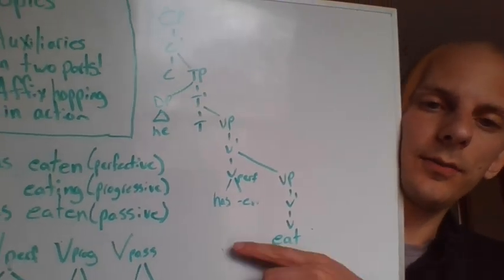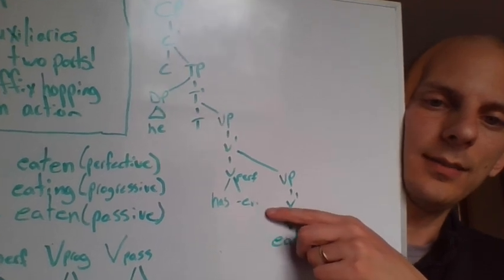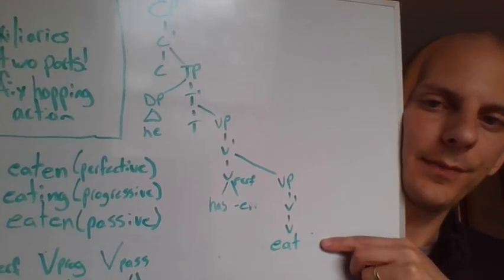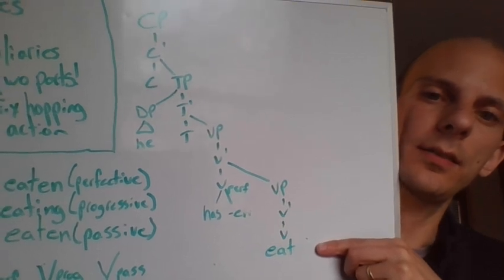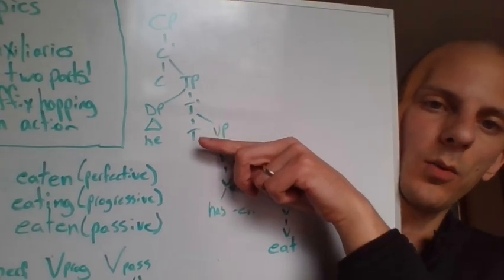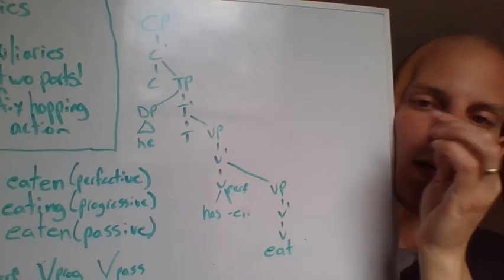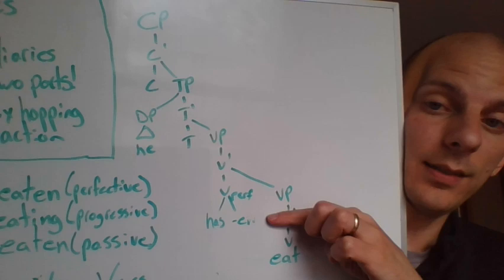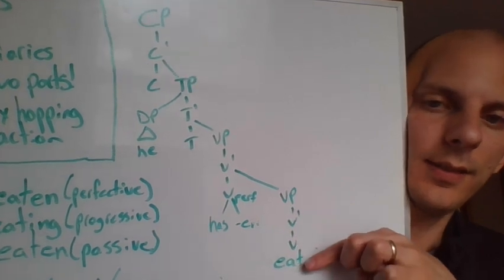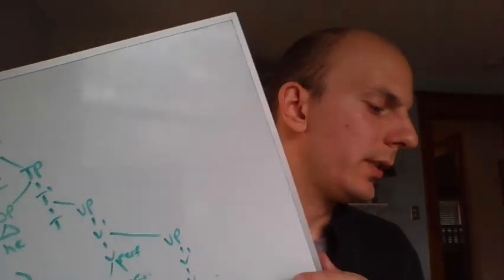The first thing we have to do is get this down onto eat. This goes through the affix lowering just like we would expect. Remember when we would lower past tense from T onto a V? We're essentially going to do the same operation to lower this affix onto eat. So I'll show you what that looks like.